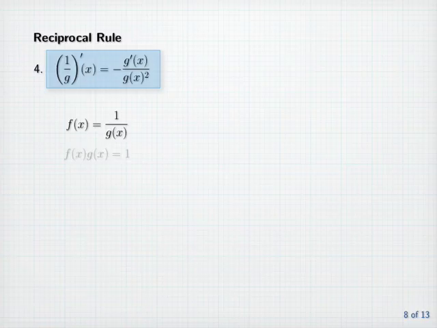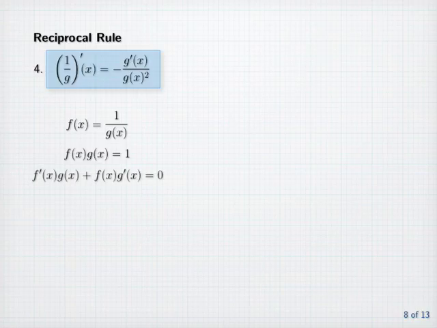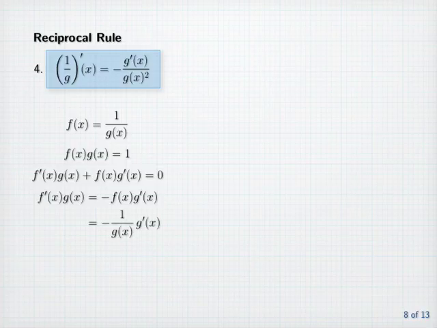We'll multiply both sides by g of x, and then take the derivative of both sides of that equation. The derivative of the left-hand side, by the product rule, is f prime of x times g of x plus f of x times g prime of x. And the derivative of the constant 1 is, of course, 0. Now, we'll solve for f prime of x by first subtracting f of x times g prime of x from both sides, and rewrite f of x as 1 over g of x. Now we'll divide by g of x to obtain f prime of x equals minus g prime of x divided by g of x squared.